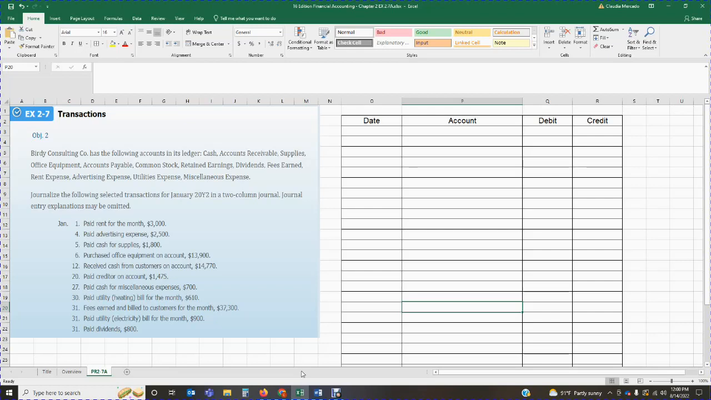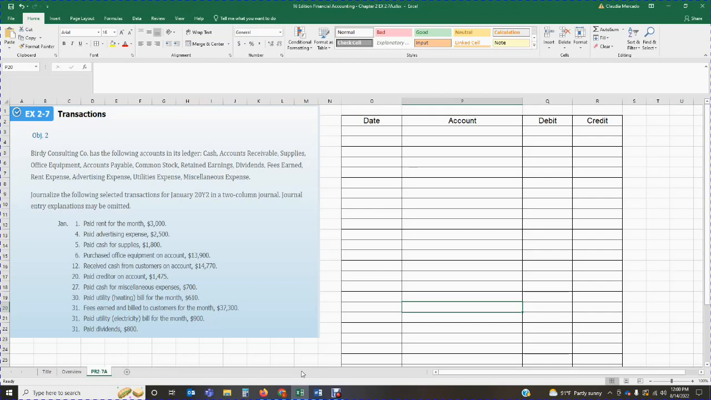Usually when we record a transaction, we always have the debit, the credit, and a description. In this particular instance, the instruction says do not include an explanation. Okay, so that's fine. So we have the transactions. So what are we going to do? Well, first what you need to do is understand what is going on in that transaction. So let's look at the January 1st entry.